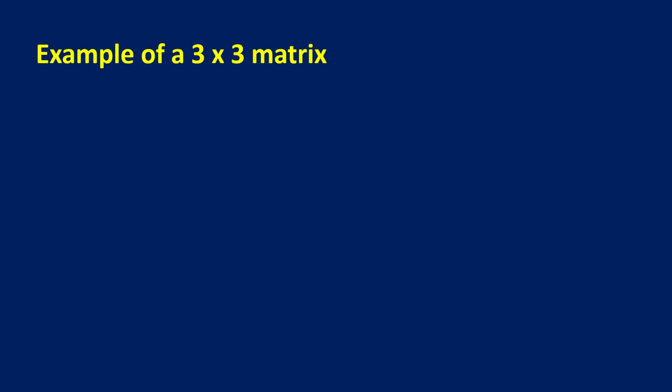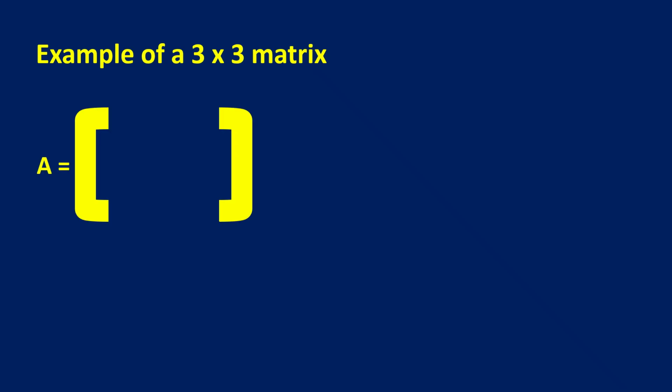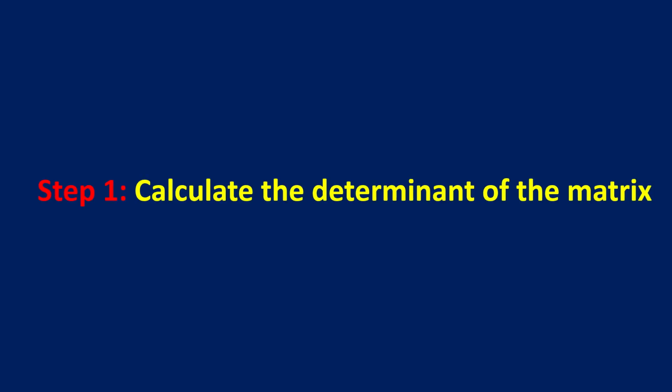Let's have an example of a square 3 by 3 matrix. And let's call it matrix A for our purposes. And here are the numbers. So we're moving on with the first step. Calculate the determinant of the matrix.